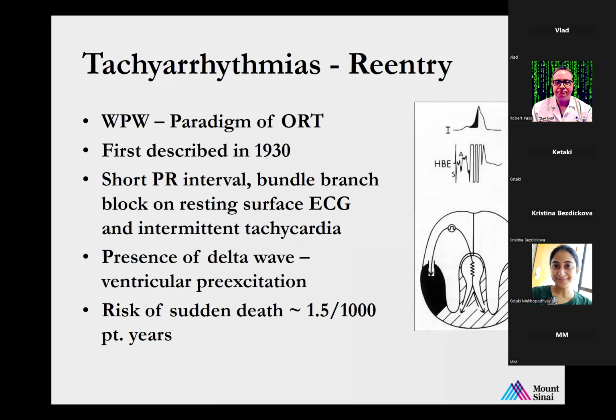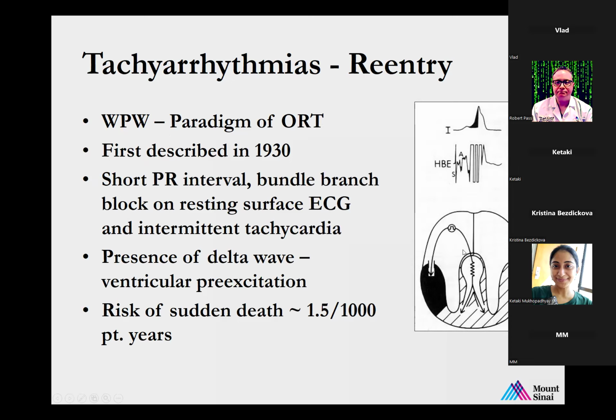I wanted to talk about WPW, which again is the classic ORT description. It was first described in 1930 and initially was characterized as having a short PR, a bundle branch block on resting surface ECG, and intermittent tachycardia. But really, the bundle branch block is more an example of ventricular preexcitation.